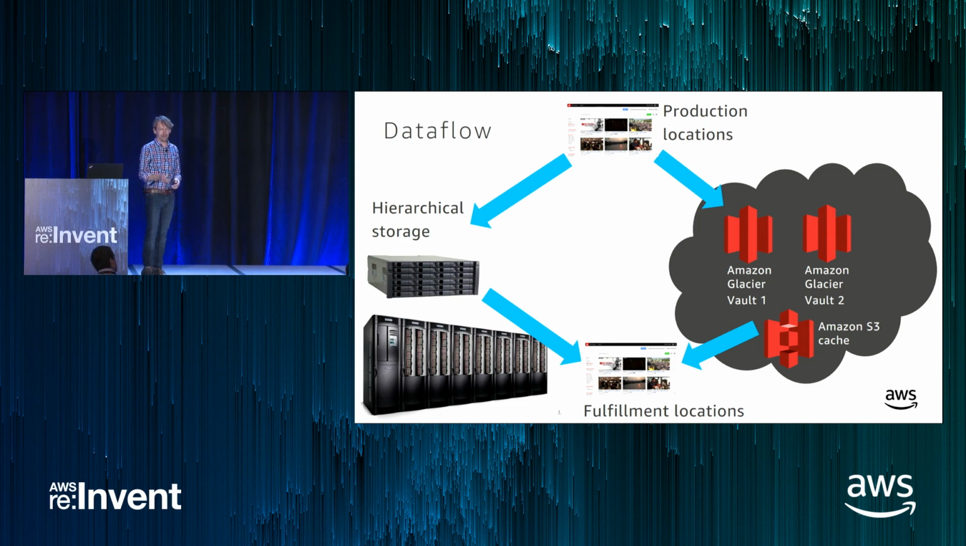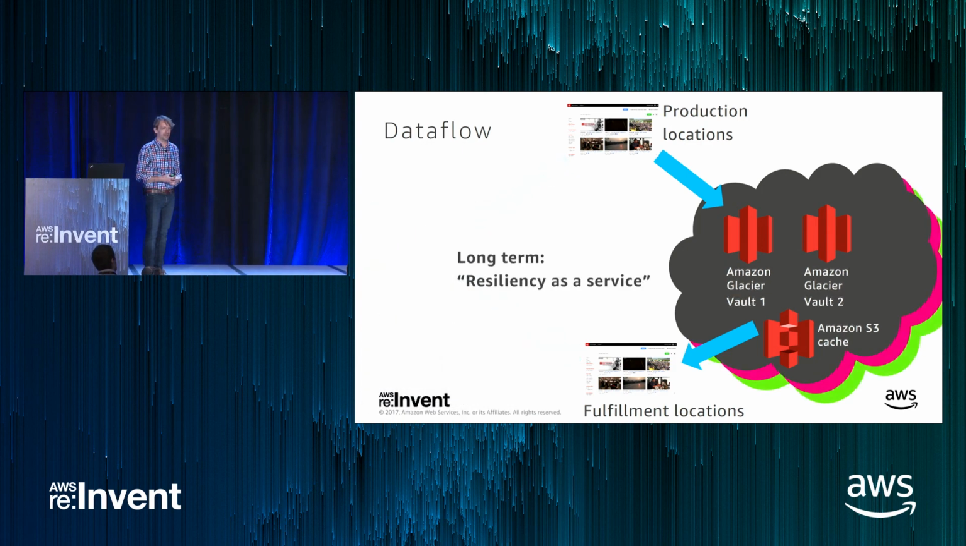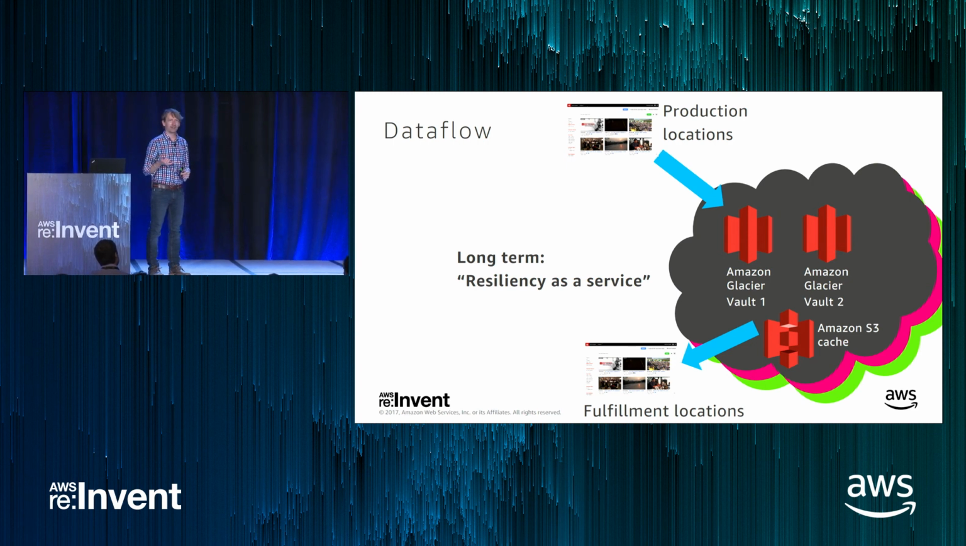And then even longer term is when the current object store that we're buying is depreciated, we'll look and say if the cloud has been as good as we think it's going to be in terms of long-term archive and fulfillment performance, we probably will just cut over to 100% cloud with resiliency across multiple zones.